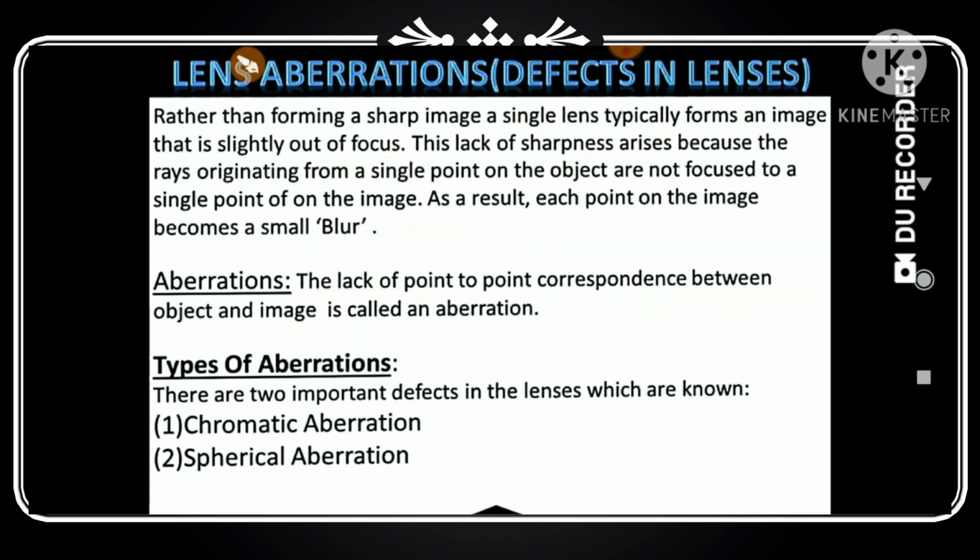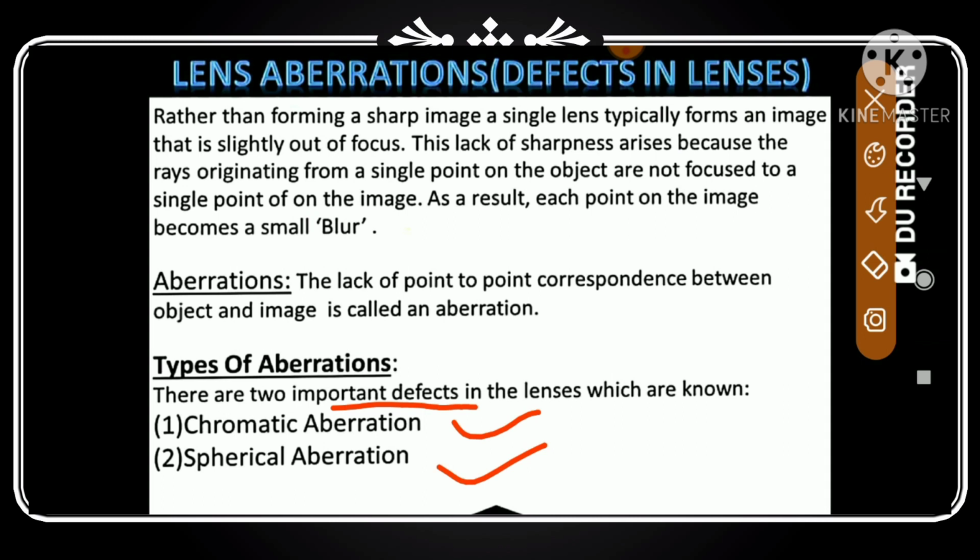Here there are two types of aberrations, the important defects in the lenses. These two are the important defects. Other defects are also there, I will explain later. The first one is chromatic aberration and the second one is spherical aberration.